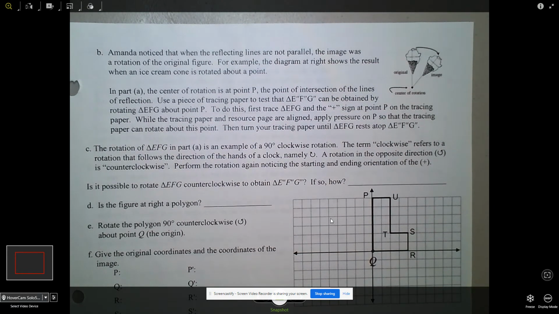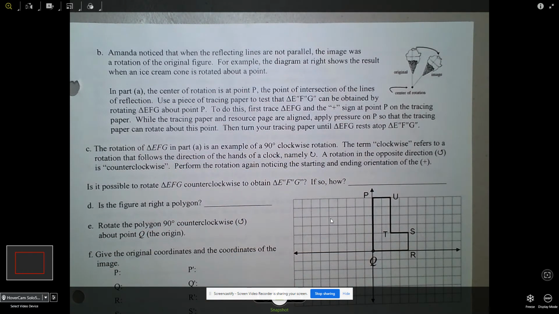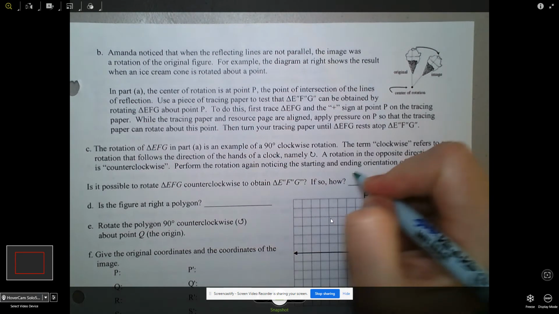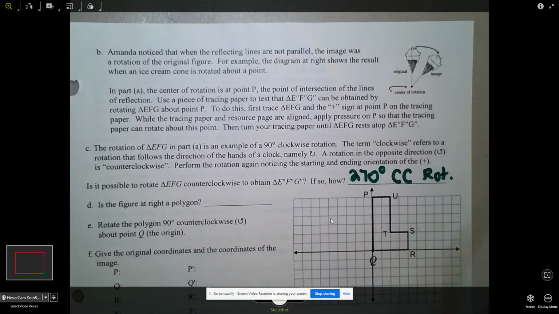All right, so the rotation of triangle EFG in part A is an example of a 90-degree clockwise rotation, clockwise referring to the way the hands of a clock move. The rotation in the opposite direction is counterclockwise. Performing a rotation, again, notice the starting and ending orientation and the center. So when we did that, we were rotating it, thinking about where the middle of the clock would be. Is it possible to rotate triangle EFG counterclockwise to obtain E prime, F prime, G prime? We said yes, that a 90-degree clockwise rotation was going to be the same as a 270-degree counterclockwise rotation, and sometimes people will write counterclockwise and just do the double C's.